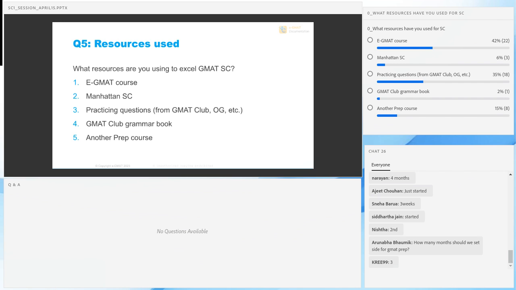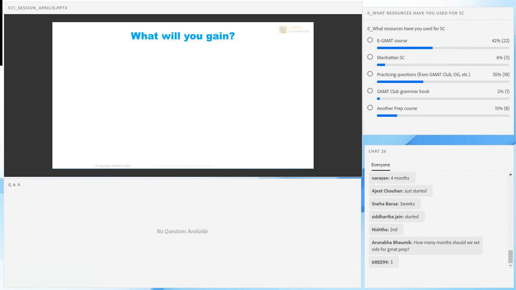Another prep course, so about 20%, 21% of you are using another prep course. Again, as long as you're applying the core skills focused approach, that is the most important thing. So my second goal for this session is to help you understand what kind of core skills you need to build so that you can catapult your ability in SC to above the 90th percentile. So we'll talk about that, and then you are the ones to figure out and take the right decision for yourself.